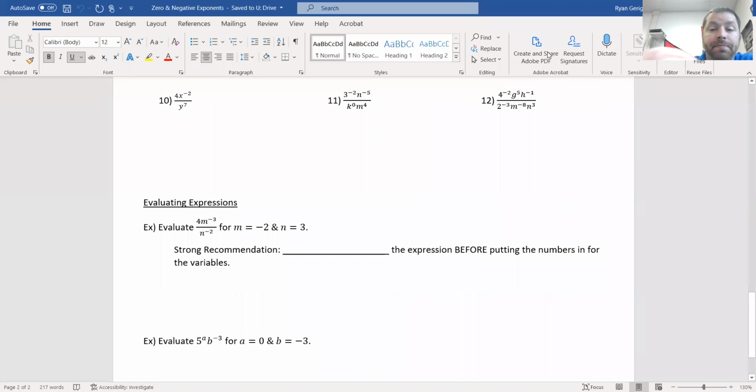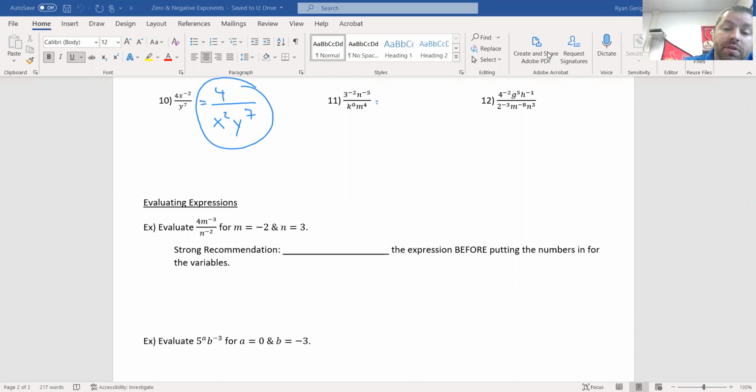Number 10. 4 has an exponent of 1, so it's happy on top. Leave it there. X wants to go to the bottom. It's not happy on top. Becomes x squared. Y is positive. It's happy where it's at, so it stays on the bottom. Okay. Positive exponent just means it stays where it's at. Negative exponent means it moves. It does not make things negative.